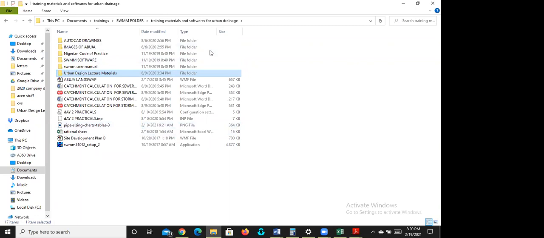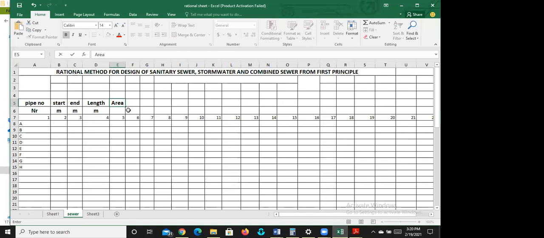I'm going to show us how we can download a lot of this sheet online. You can download a lot online and you can use them. Just download one and customize it. But today we are trying to build one from scratch. So this is the area, and that area is in hectares.